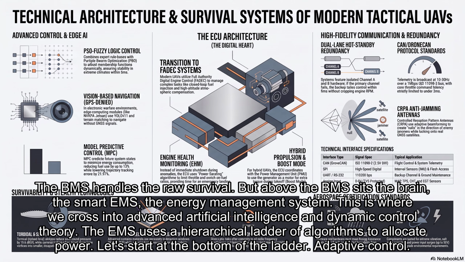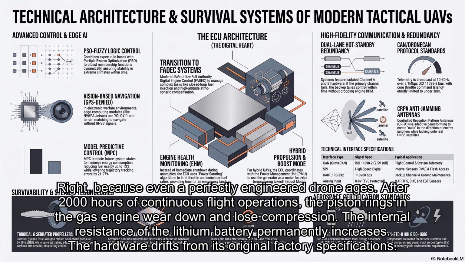But above the BMS sits the brain, the smart EMS, the energy management system. This is where we cross into advanced artificial intelligence and dynamic control theory. The EMS uses a hierarchical ladder of algorithms to allocate power. Let's start at the bottom of the ladder. Adaptive control. Right, because even a perfectly engineered drone ages.